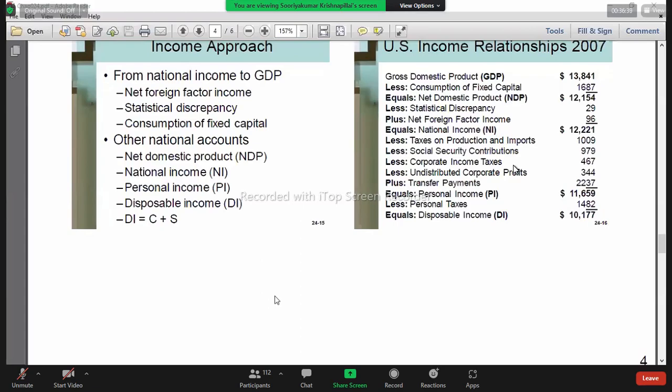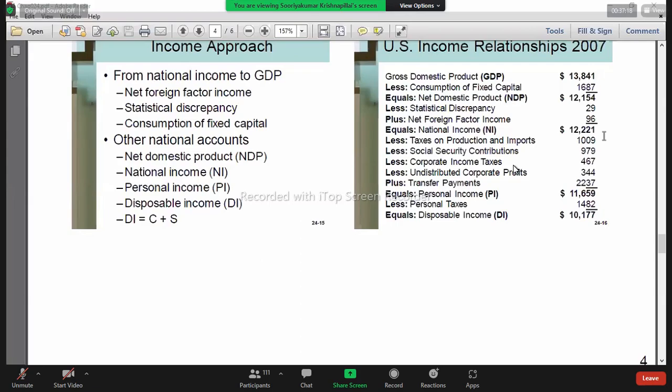GDP is the value of all final goods and services produced within the country. So if we take the Americans, they invest all over the world, so their national income may be more than GDP. That is national income. Then from national income, we can calculate personal income after deducting taxes.